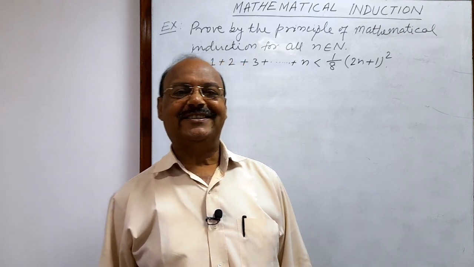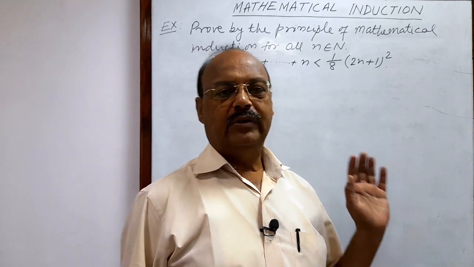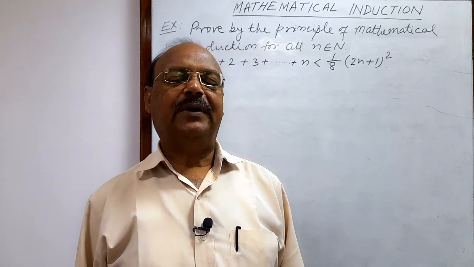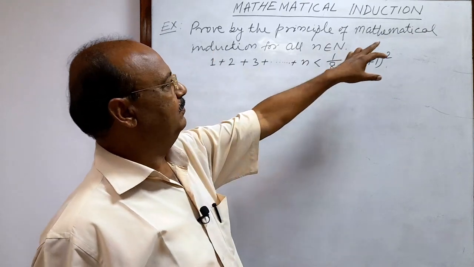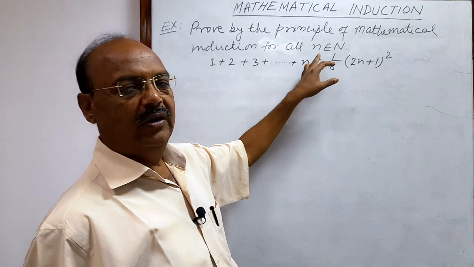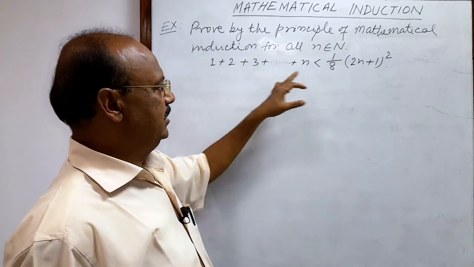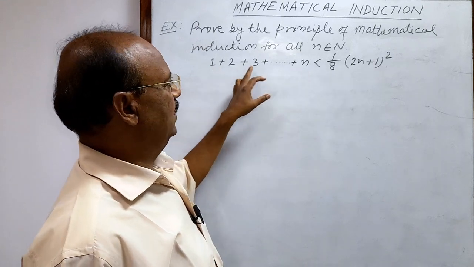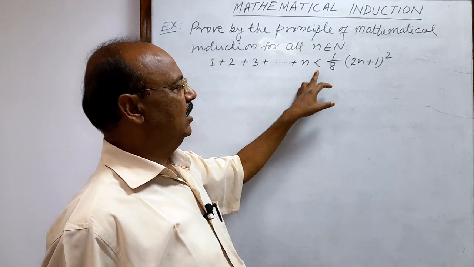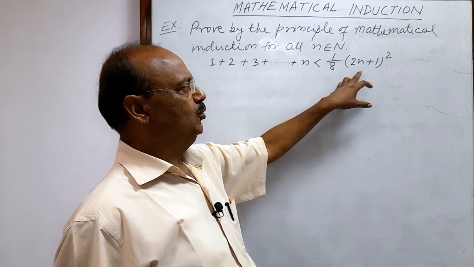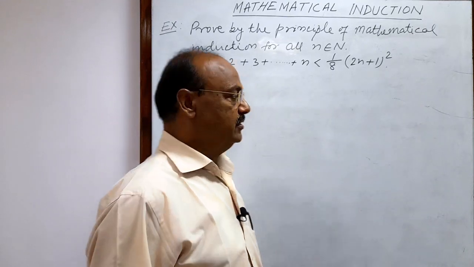Welcome students. Let us see a very interesting and important question from the chapter Mathematical Induction that we will prove by the principle of mathematical induction. So the question is: prove by the principle of mathematical induction, for all n belonging to the set of natural numbers N, that the statement 1 plus 2 plus 3 plus up to n, where the total number of terms is n, is smaller than 1 by 8 into (2n plus 1) whole square. Okay. So this is very interesting. Let us see the solution here.